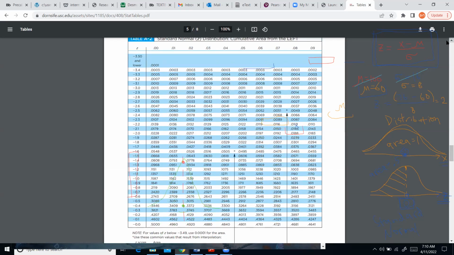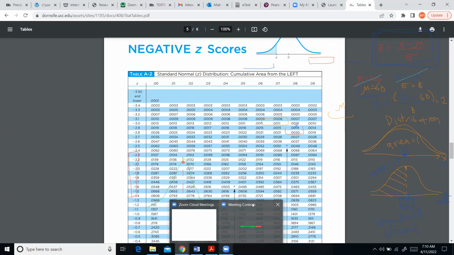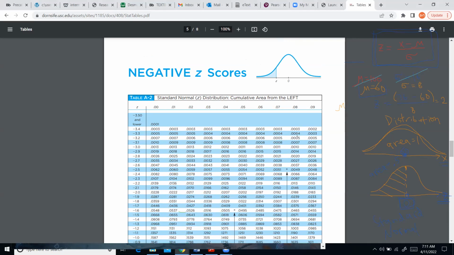So here, so-called z-scores, right? This table contains a few pages, and there are some pages that I'm interested in. They're tables for so-called z-scores, and it turns out there are negative z-scores and positive z-scores. The one I have opened here for you is called negative z-scores. And why are they negative?